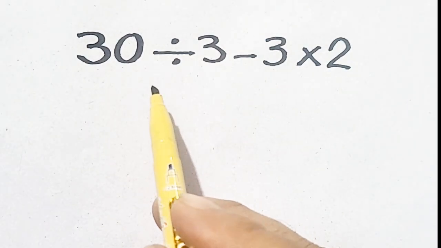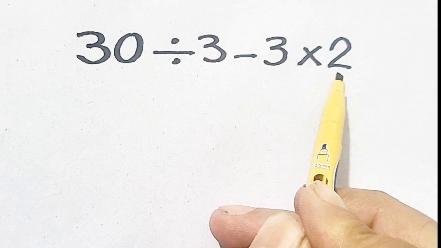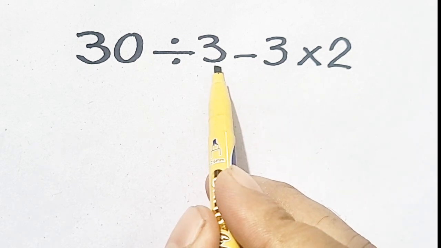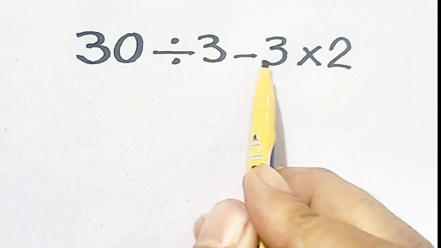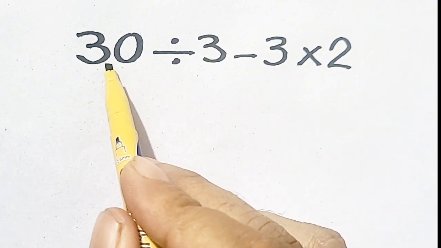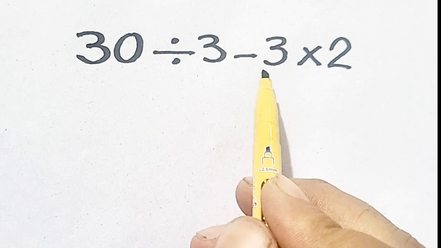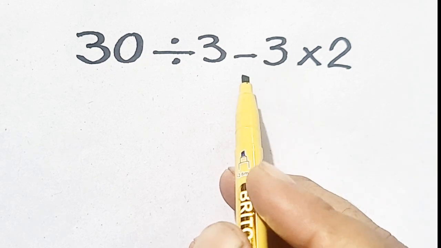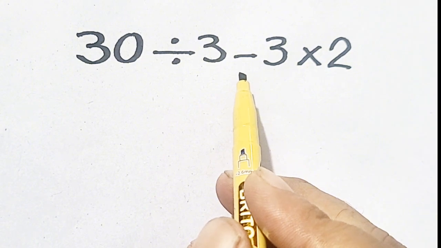Hello, respectable audience. 30 divided by 3 minus 3 times 2. 3 minus 3 is 0. 0 times 2 will be equal to 0. So 30 divided by 0 is equal to 0 or infinity. Okay? But this order of operation is wrong.